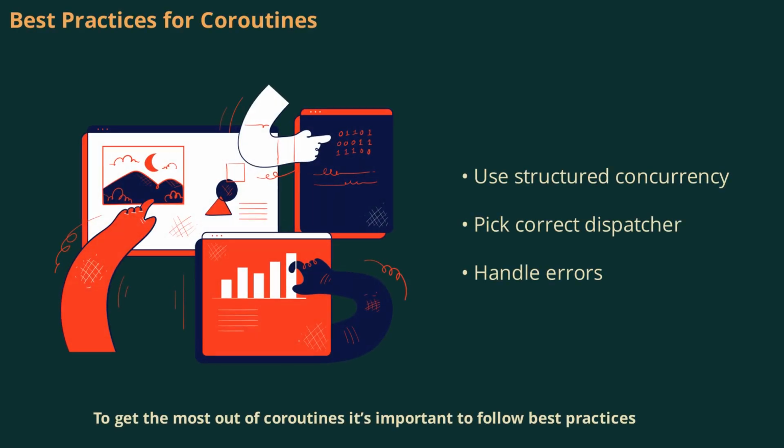To get the most out of coroutines, it's important to follow best practices. Always use structured concurrency, choose the right dispatcher for each task, and handle errors gracefully. Keep your coroutine scopes tied to the lifecycle of your components, and avoid launching global coroutines unless absolutely necessary. These habits will help you write robust, maintainable async code.